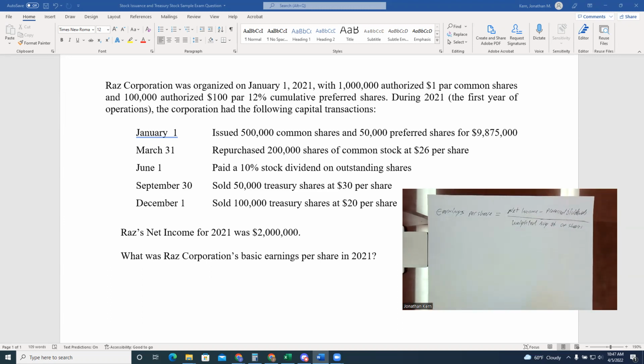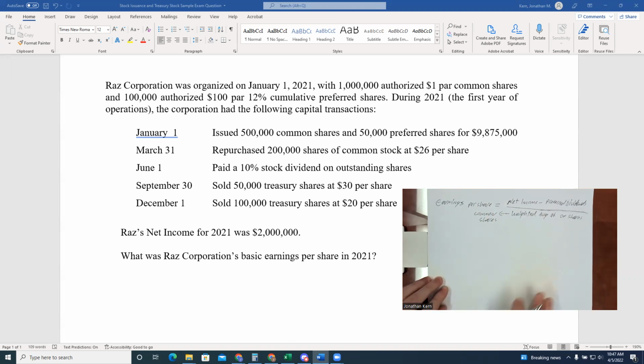So what's important to remember about this equation is that we only care about the common shares. We're only going to allocate earnings per share over the common shares. And we're only going to do that over the weighted average number of common shares outstanding. So we should remember that these are common shares. So now let's go through each of these items and determine what they are.